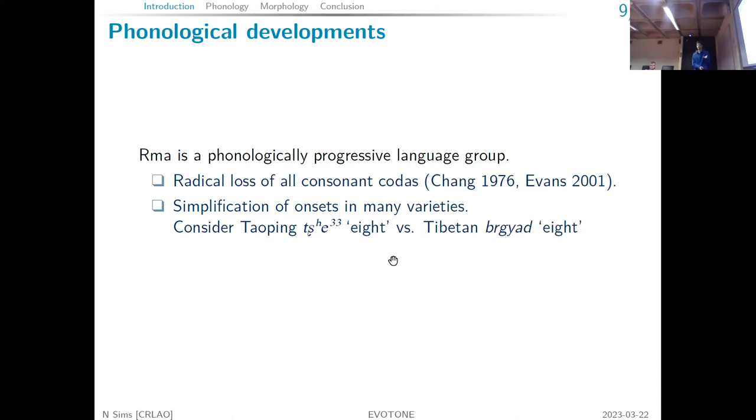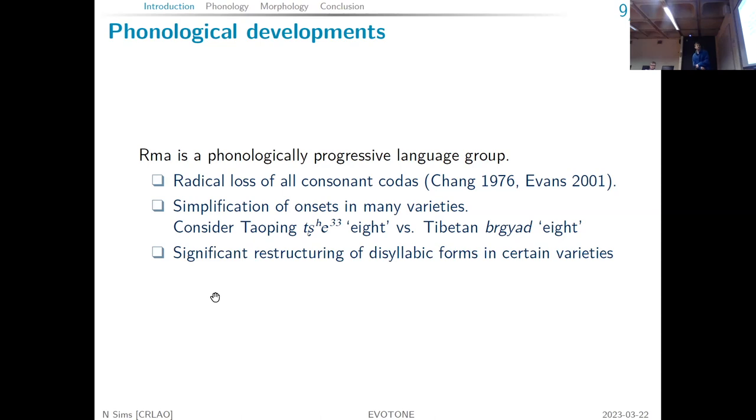We've lost the d. The r-y-a part has become a cha. There's a lot of change there. So these are not trivial changes. It's a really huge restructuring of the basic syllable shapes, especially for disyllabic forms, as we see.